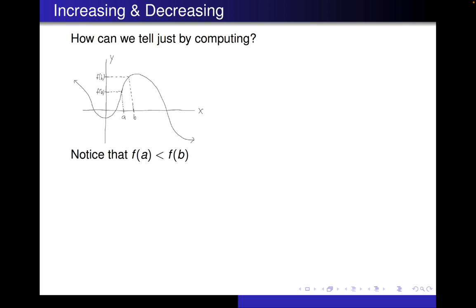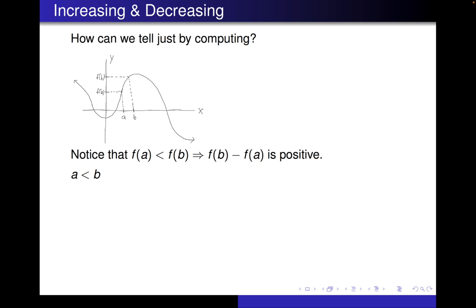So the first thing to notice is that f of a is smaller than f of b. f of a is lower on the y-axis than f of b is. So if I want to look at f of b minus f of a, I may not know exactly what the number is, but since I'm taking a bigger number f of b and subtracting a smaller number f of a, that's going to give me a positive number. What kind of a positive number? I don't know, but I know it is positive.